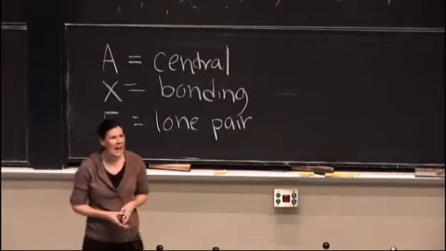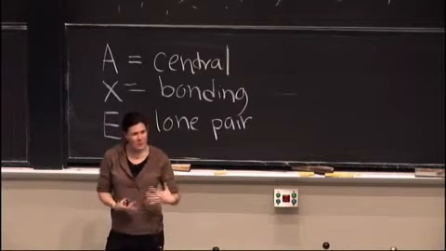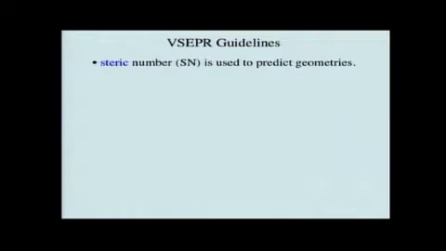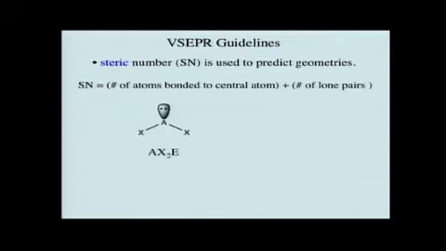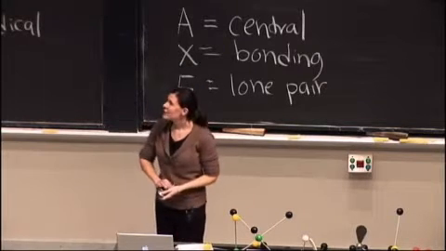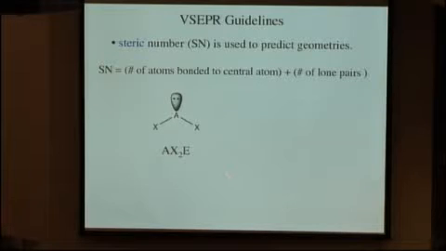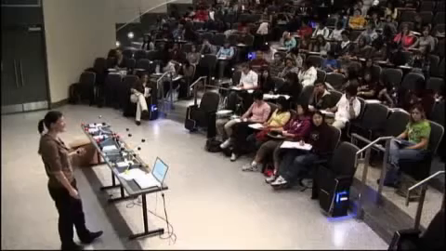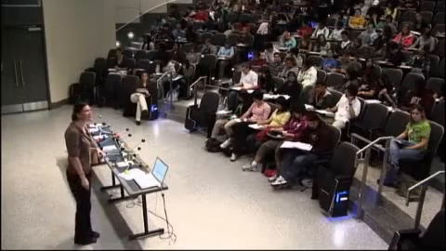All right, so there's some guidelines that we use when we're coming up with these VSEPR geometries. The first thing we talk about is the steric number, which we use to predict what that geometry will be. When we're talking about steric number, all we're talking about is adding together the number we have of bonded atoms plus the number of lone pairs. So essentially, we're just adding X to E, and that gives us our steric number. So for example, if we look at this molecule, which is AX2E, what is the steric number here? Yeah, it's 3. So we have a steric number of 3.